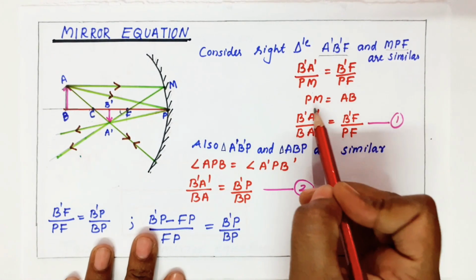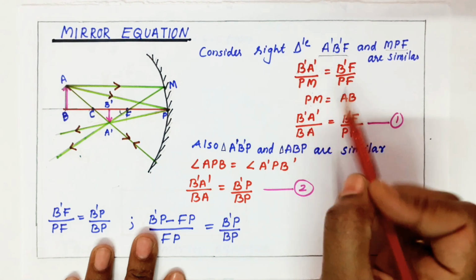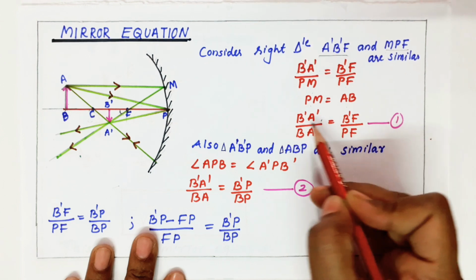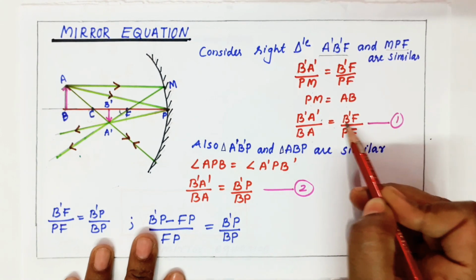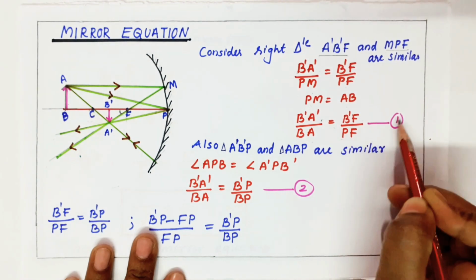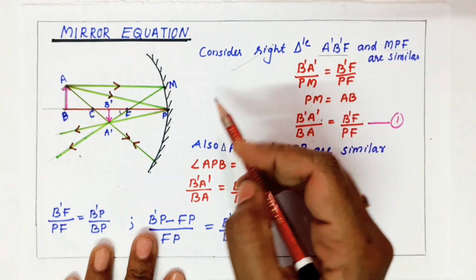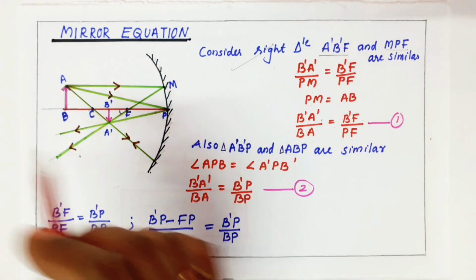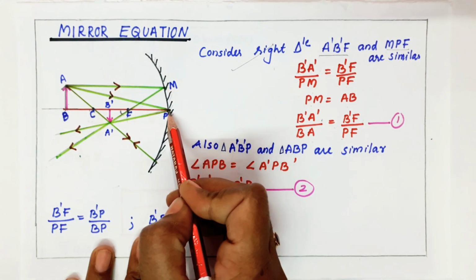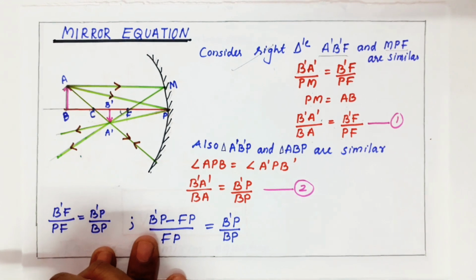So what we are doing? PM is nothing but your AB. So I can rewrite this equation as B dash A dash by BA is equal to B dash F by PF. Equation number 1. So first you remember this triangle with respect to F I am taking. Next one, object with respect to P, image with respect to P. Like that 2 triangles we should take.